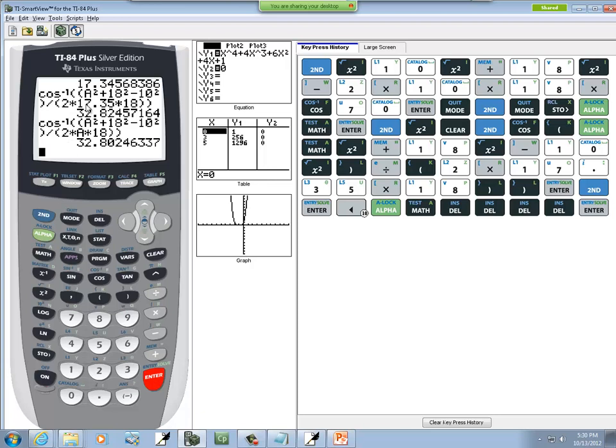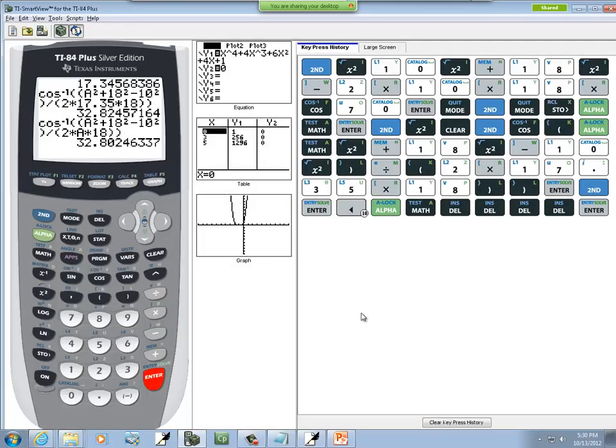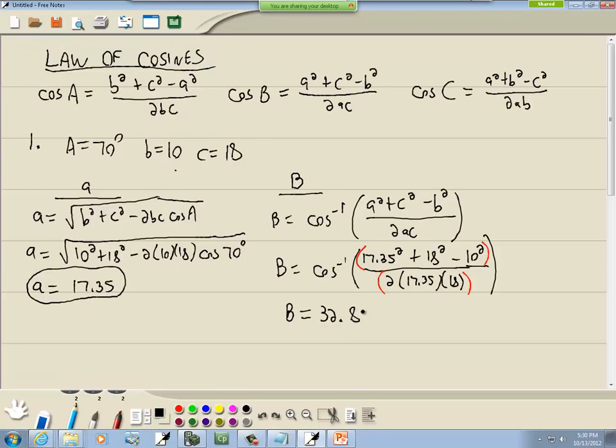Look at the difference. I put in an approximate here, and I got 32.82. And here I put in the value out to, I don't know how many decimal places the calculator goes to, but quite a few, and it's 32.80. So do not use rounded off values if you can help it. Okay, so this is 32.80, or just 32.8 degrees.